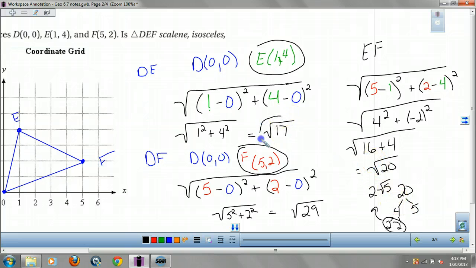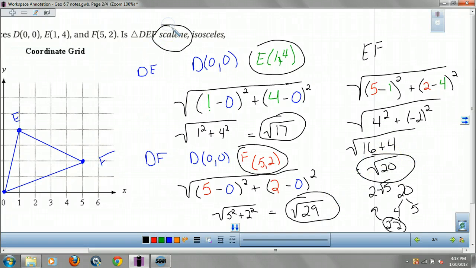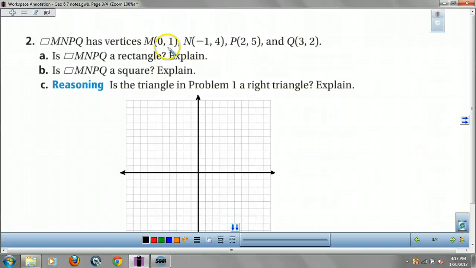Anyway, are any of these sides equal? No, so it is scalene. You have to find the lengths of all the sides to see what kind of triangle it is. Okay, now we're looking at something else.